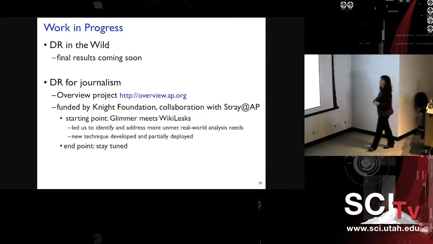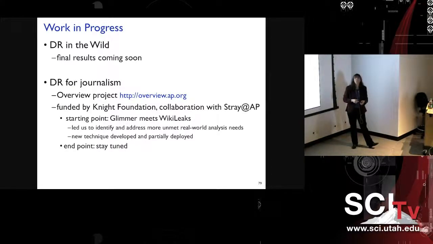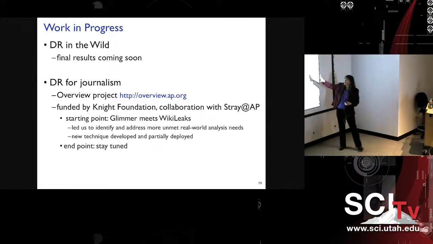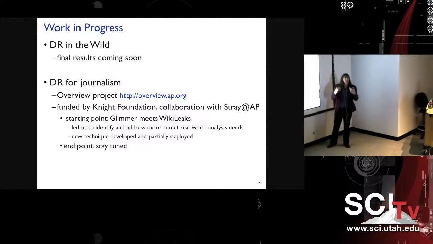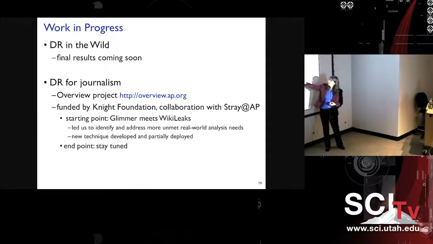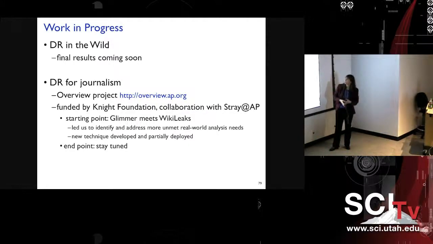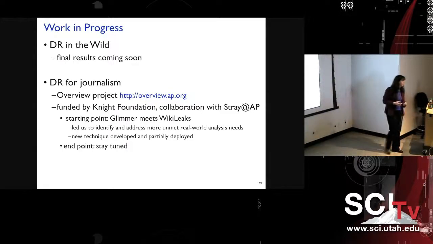So in terms of next steps, hopefully you'll see the final results from DR in the Wild. We think we learned some really interesting things that have really shaped our own thinking. Another example of a place where previous methods didn't quite work is dimensionality reduction in journalism. So there's a guy, Jonathan Stray, at the Associated Press, who saw that we'd released Glimmer and tried to run it on a WikiLeaks data set and discovered that it was falling short. And we've actually done some initial work about trying to come up with better methods to find the structure in this data. It's already been deployed to a bunch of journalist users through the Overview project because he got some funding from the Knight Foundation. And we really have found even more interesting real-world analysis needs that are not yet met.